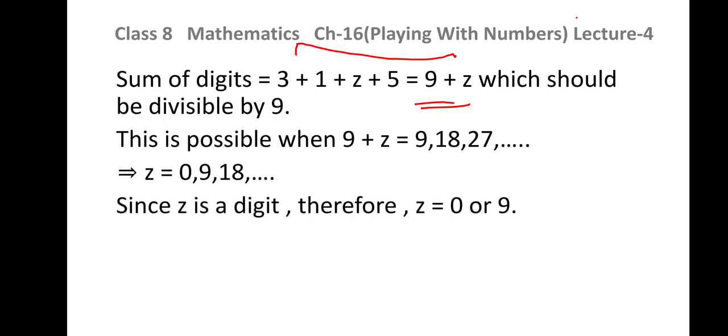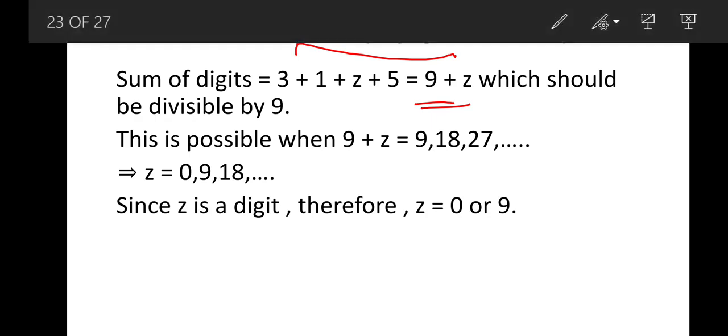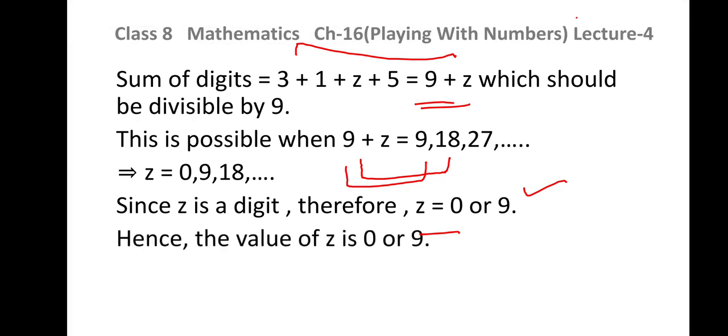Since z is a digit, therefore z is equal to 0 or 9. What I have done is, I have put first of all 9 plus z equal to 9, then I will be getting 0. In the second case, I have put 9 plus z equal to 18, then I will be getting 9. Simple as this. Hence the value of z is either 0 or 9.